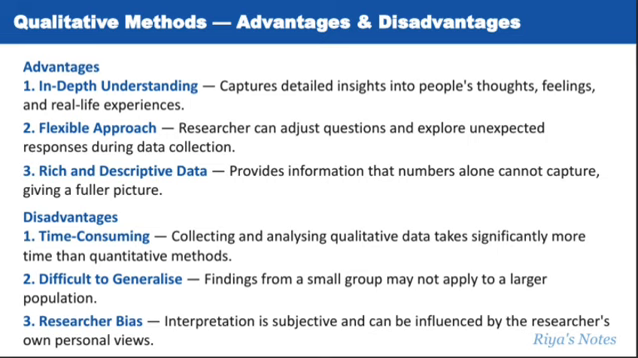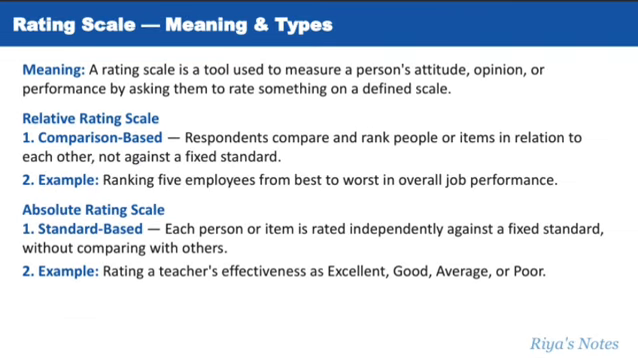2. Difficult to generalize. Findings from a small group may not apply to a larger population. 3. Researcher bias. Interpretation is subjective and can be influenced by the researcher's own personal views. Rating scale, meaning and types.